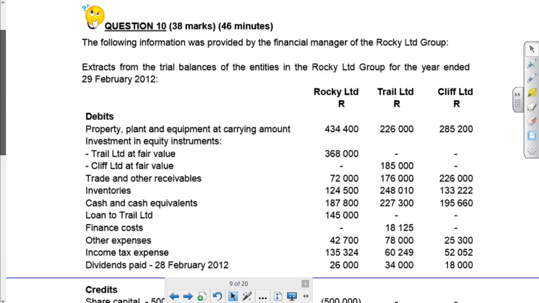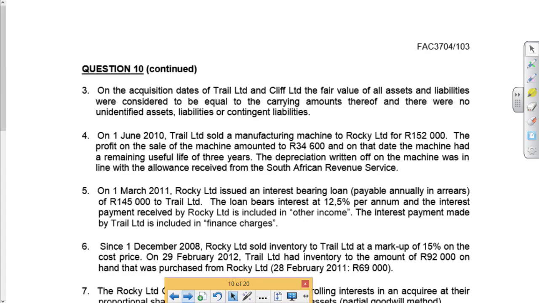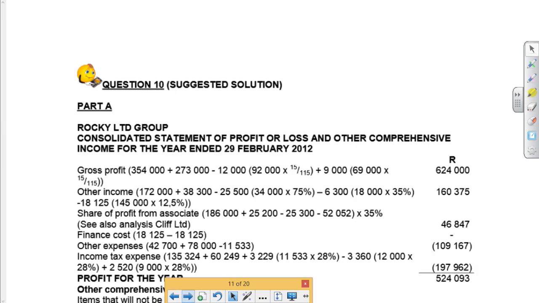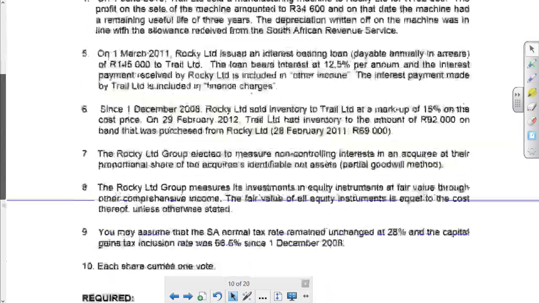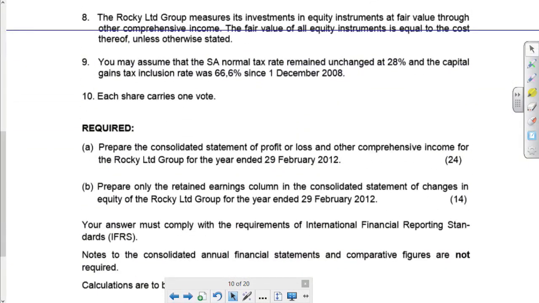So this one is a group called Rocky. When we start questions, the way that I like to start is to just get a feel for what they want me to prepare so that I can get an idea of more or less what I'm doing. And if you look, they want a P&L and OCI, and they want the retained earnings column of the statement of changes in equity. Only that, not anything else.